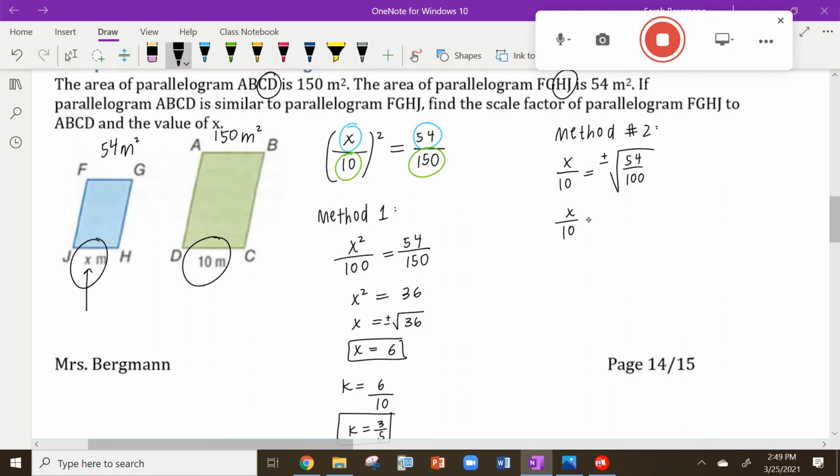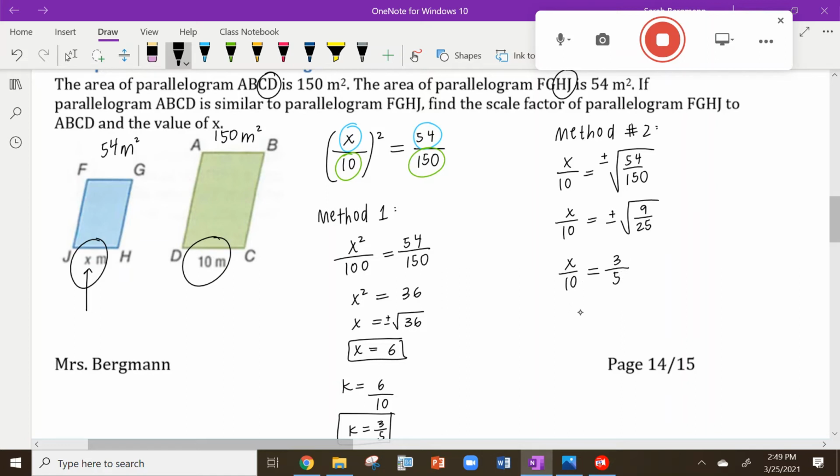So to solve this, the first thing I would suggest is reducing this fraction, 54 over 150, that can reduce to 9 over 25. Now this makes it a little easier to do the square root because I know with a fraction I can split it up: square root of the numerator over square root of the denominator. Square root of 9 is 3, square root of 25 is 5.